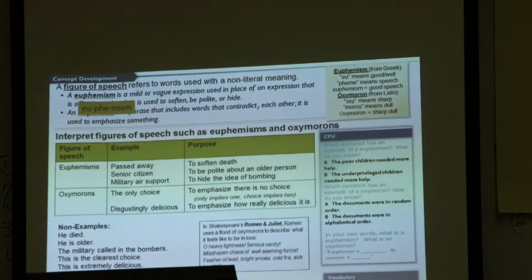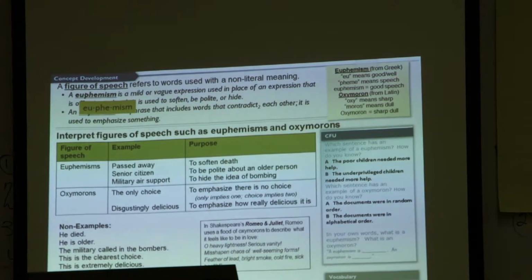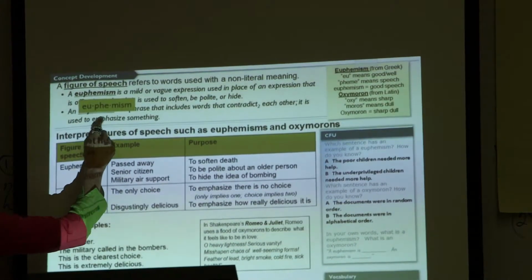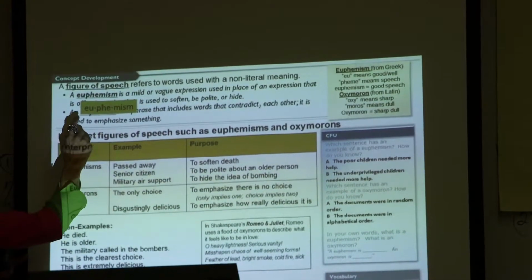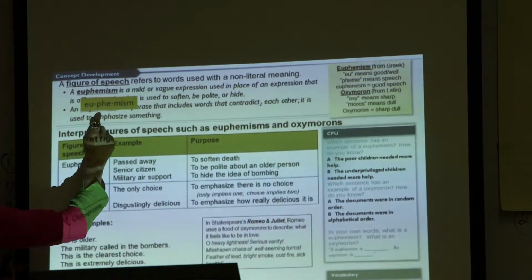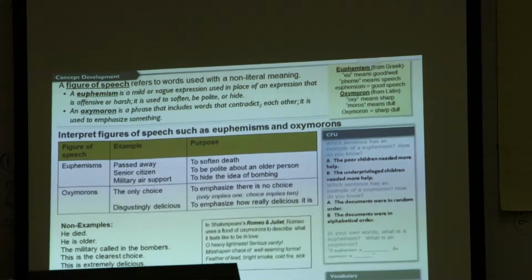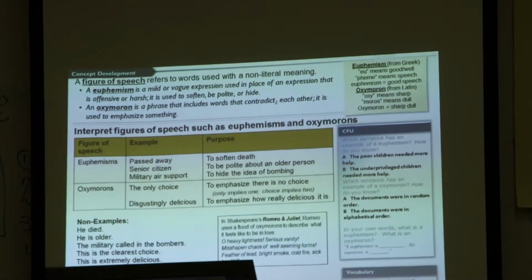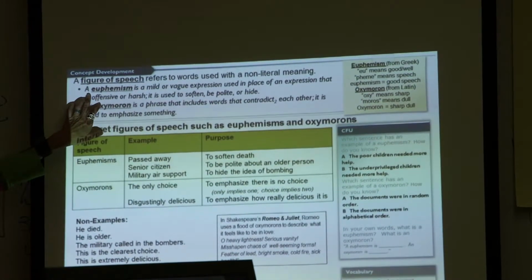Let's point to you. So when we put it all together, we say euphemism. Can you read it, please? Euphemism. Can you read it one more time? Euphemism. So let's take a look at what a euphemism is. Let's read it together, please.